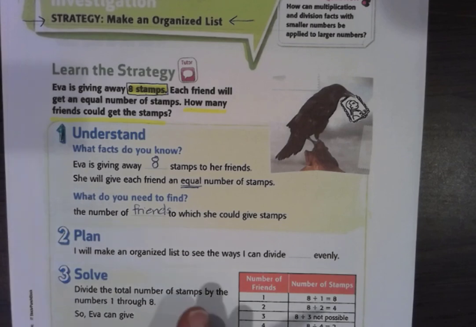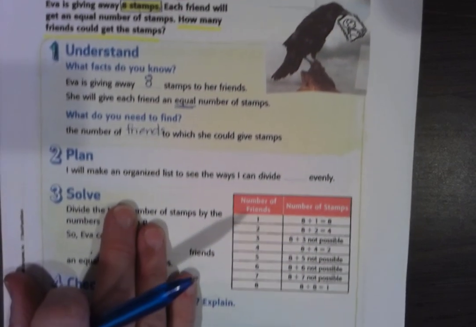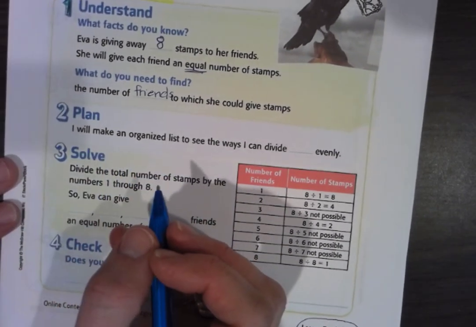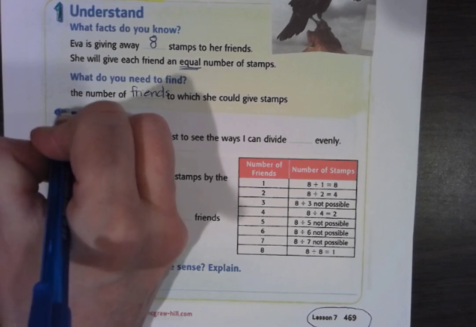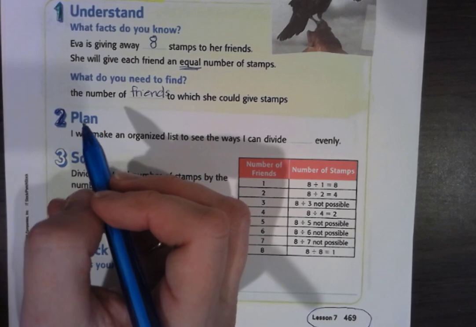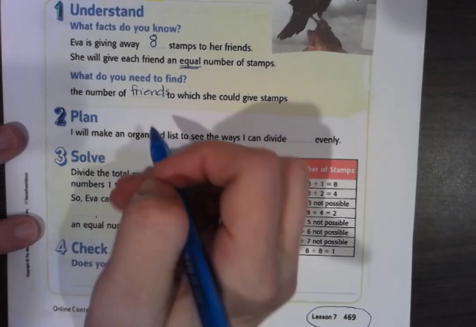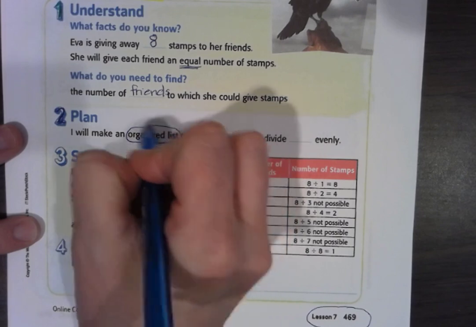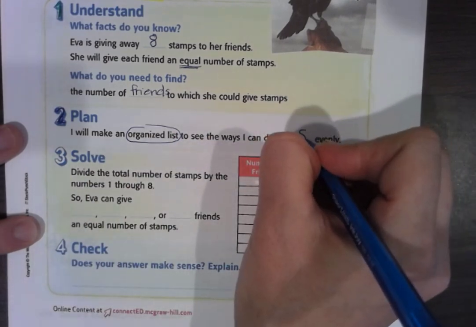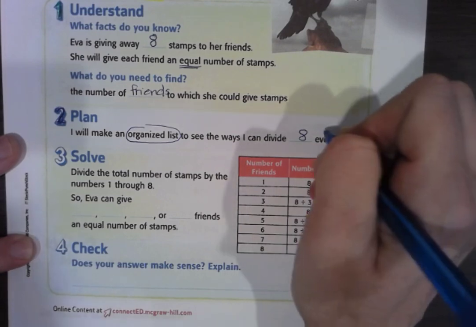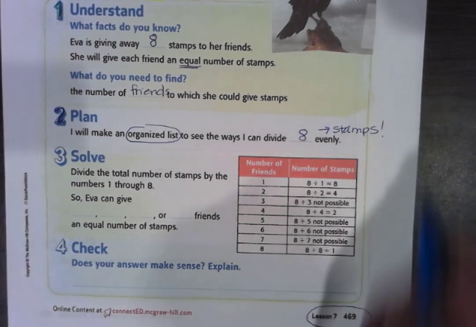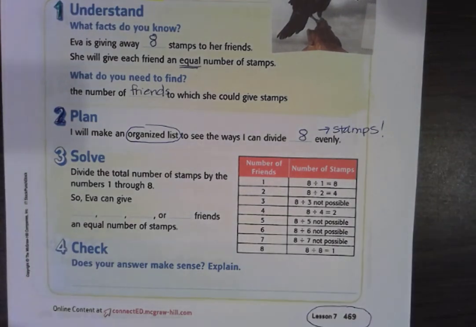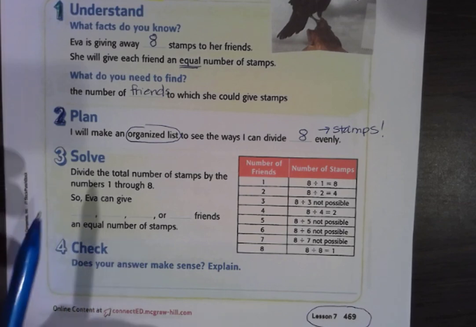All right, so the next part in the problem-solving process is step number 2. Step number 2, if you recall, is to plan. So now I need to come up with the process on how I'm going to solve this problem. So my plan here is I'm going to make an organized list to see the ways I can divide the number 8 evenly. Because remember, how many stamps does she have? She has 8 stamps. So I want to find out, can she give that to which friends and how many to which friends?